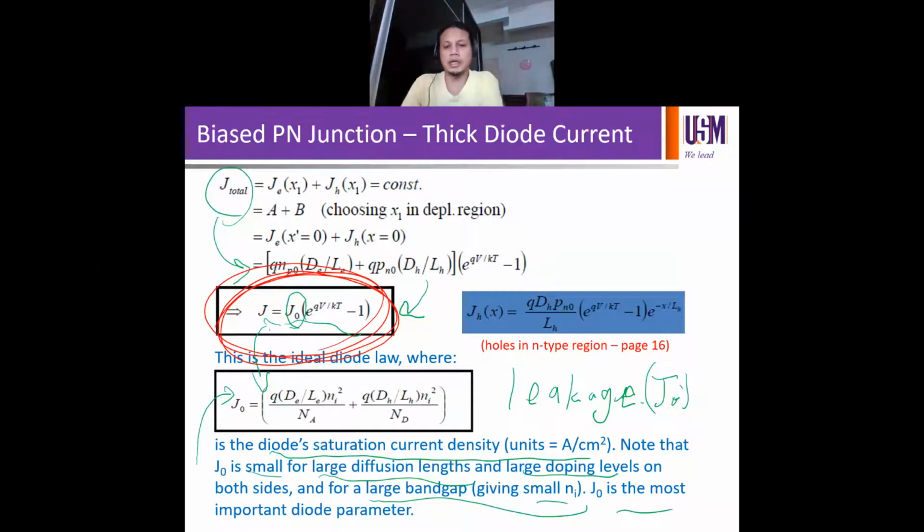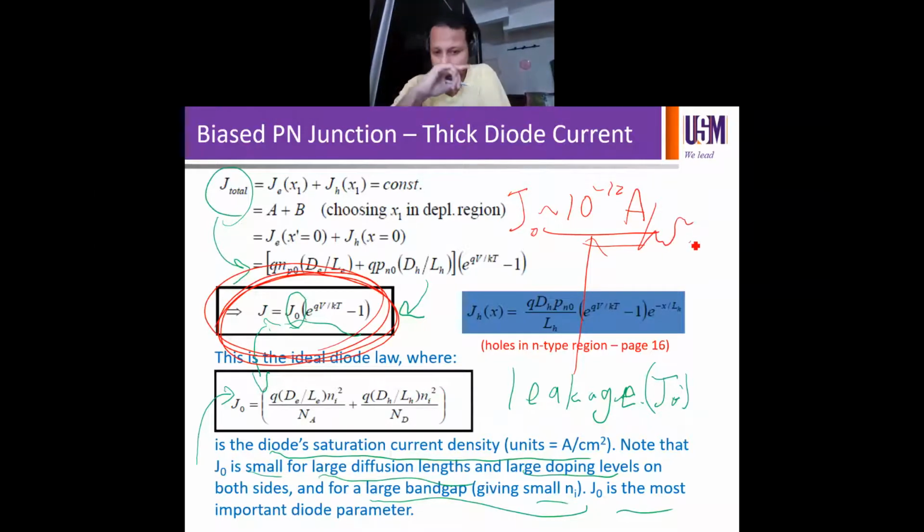So it's typically in the order of 10 to the 12, lebih kurang. So if you have your J naught to be in the region of 10 to the 9, 10 to the 8, 10 to the 5, 10 to the 6, your device will be in trouble. So we want to be in this region, right? 10 to the 12, 10 to the 13 ampere per cm squared, saturation current density.